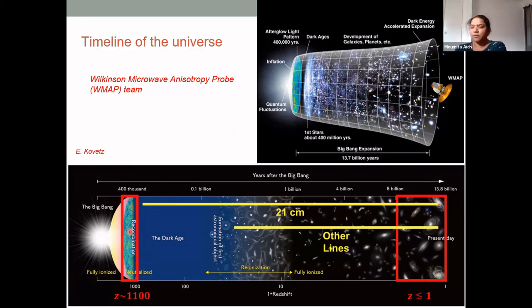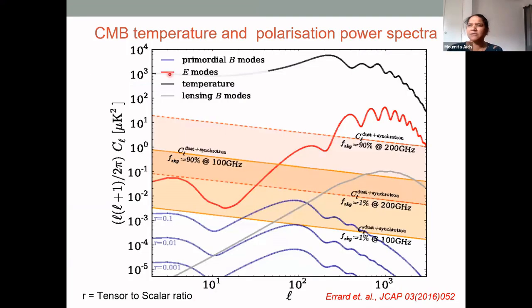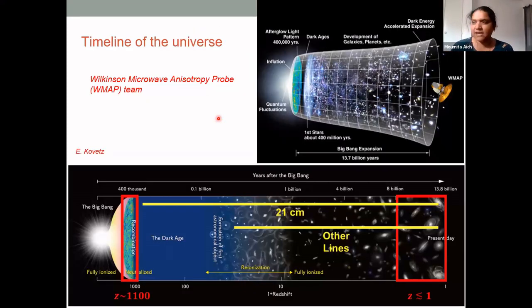So why are we talking about the last scattering surface when we are in a talk on 21 centimeter? It is mainly because we need to know a little bit about the CMB. I'm not going to have any introductory slides on the CMB, just to tell you that the cosmic microwave background temperature and polarization is from this era. So this is the surface of last scattering.